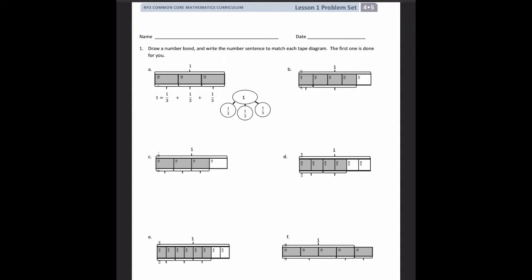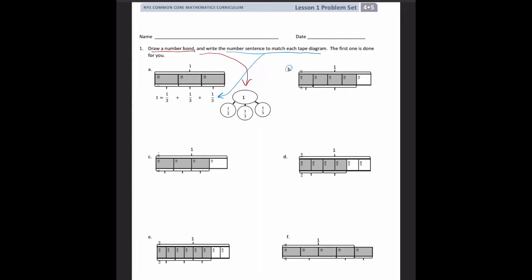So, right off, it says draw a number bond, and that would be these guys. You're going to draw a lot of number bonds. And write the number sentence that matches the tape diagram. The number sentence is that guy there. And of course, first one's done for you. So let's go right on to B.